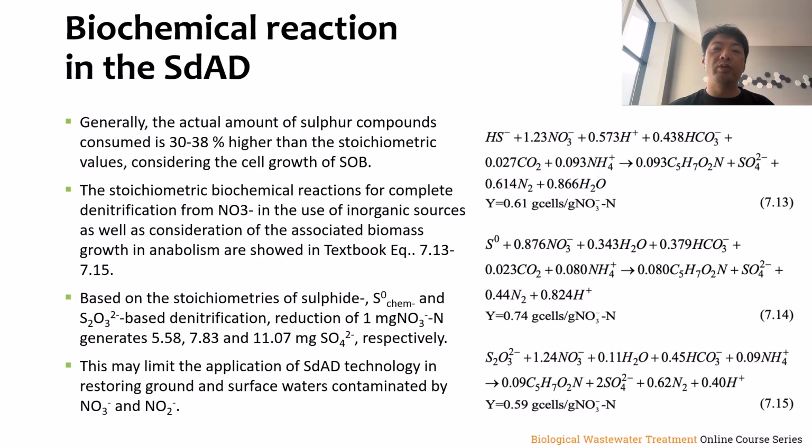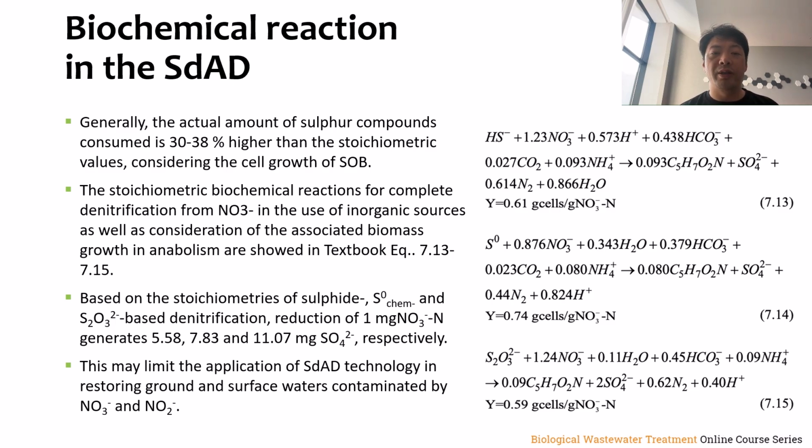It is important to note that the actual consumption of sulfur compounds often surpasses stoichiometry values, largely due to the cell growth of sulfur-oxidizing bacteria, because these bacteria utilize sulfur compounds for both energy production and biomass construction, increasing overall consumption, which might be about 30 to 38% or higher.